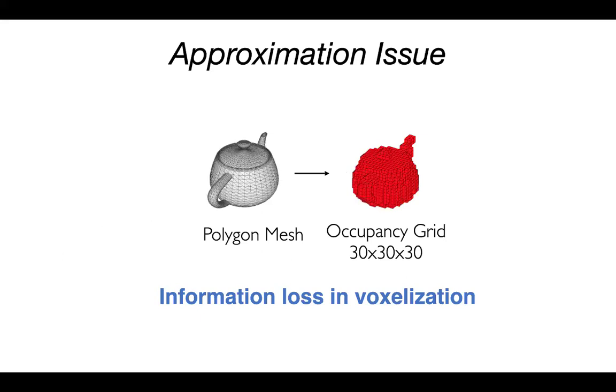So the approximation issue means that when you have true continuous geometry or even approximated geometry for a 3D object, like the polygon mesh, when we do the discretization in an occupancy grid, the resolution of the occupancy grid is going to make an approximation of this true geometry and topology. And depending on the resolution of the grid, we have information loss. Information loss in terms of geometry and information loss in terms of topology, because notice the handle of this teapot.